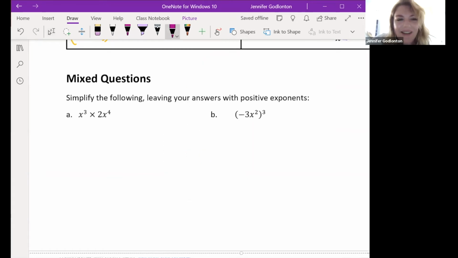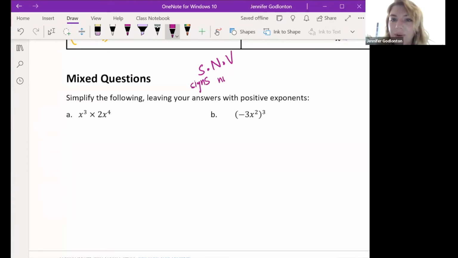Okay, let's have a look at this first one. So the first one is not actually so stressful. This is when we talk about signs, numbers, and variables, all right? Those of you who remember from the beginning of the year, we talk about SNV. The S stands for signs, the N stands for numbers, and the V stands for variables, okay? What that means is we want to sort of work through those three things when we get to these types of questions.